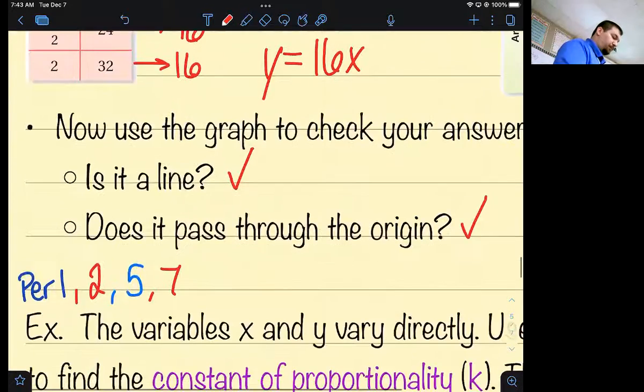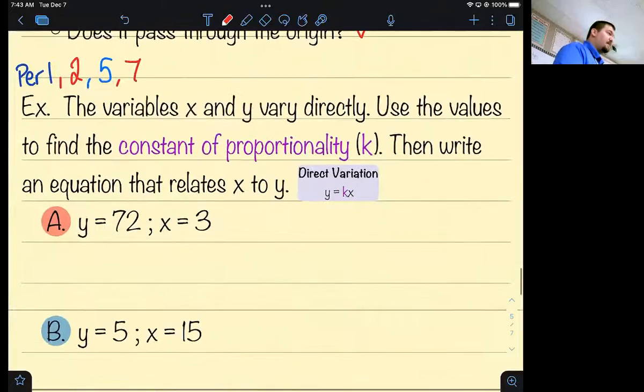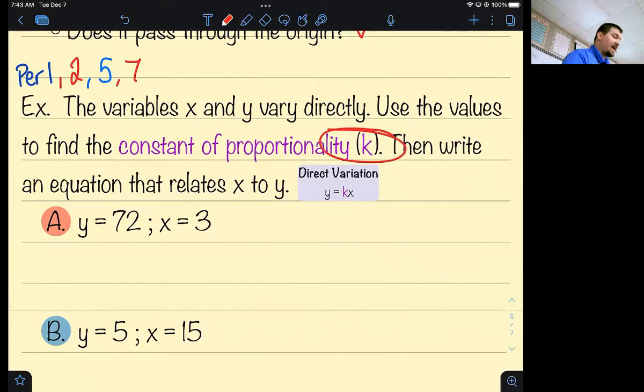Well, in this problem, they've given us 1 point. When x is 3, y is 72. Well, I don't need a bunch of points because the instructions said that there's going to be a k value. And to find k, I have to do y divided by x. So all I need you to do to find k is tell me what 72 divided by 3 is. Y divided by x. 24. So our k value is 24.